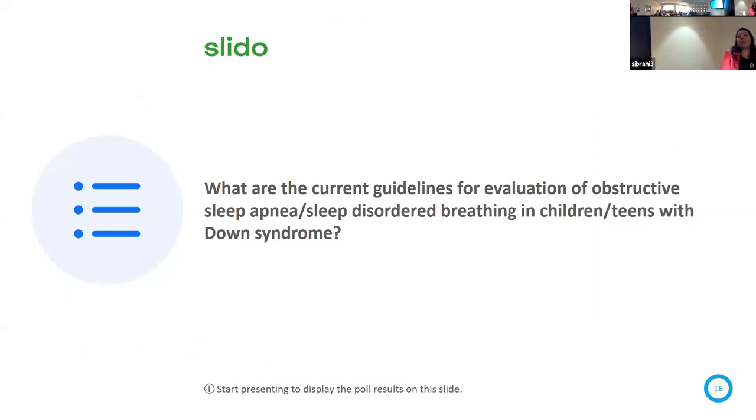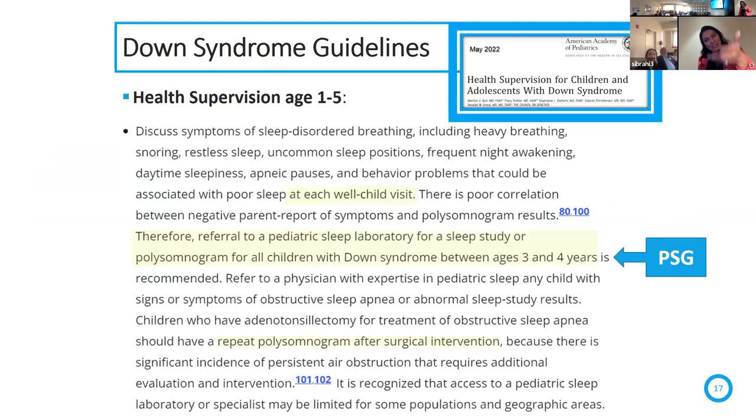So I was going to ask you, what are the current guidelines for evaluation of obstructive sleep apnea in children? Does anyone know, are there guidelines? You can blurt it out online if you know. Testing. All that data hopefully was giving it away. We need to test, not rely on symptoms.